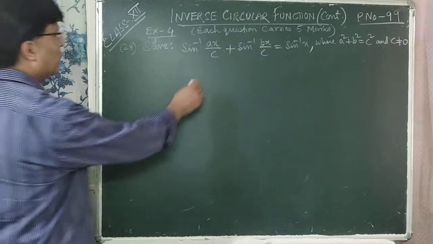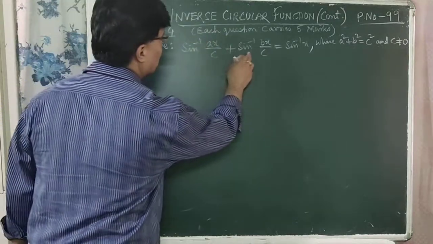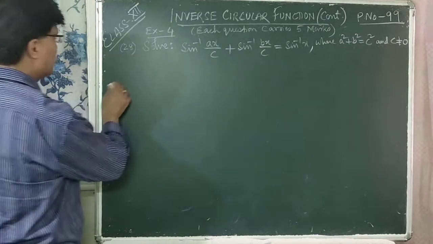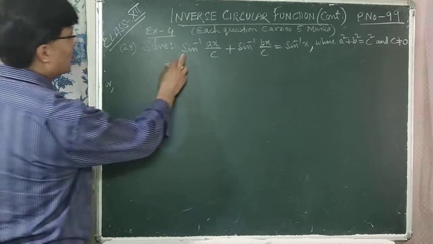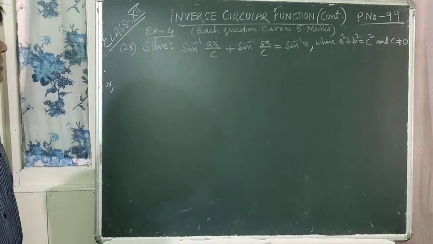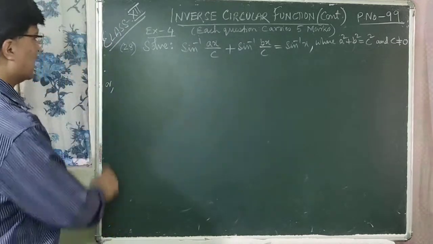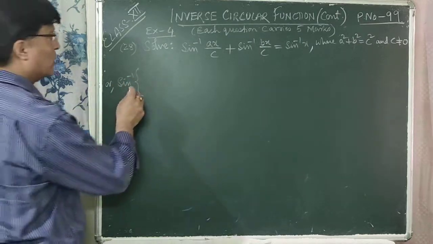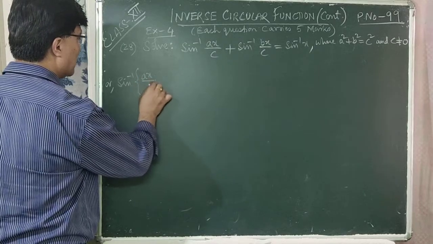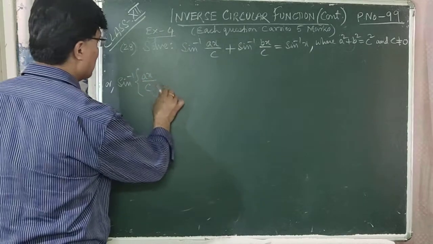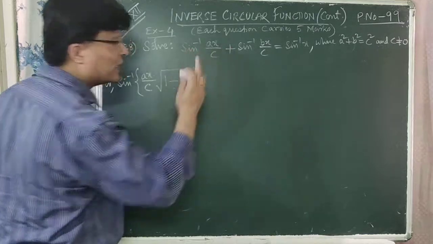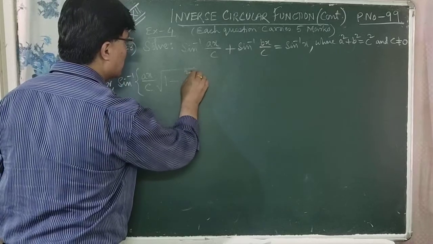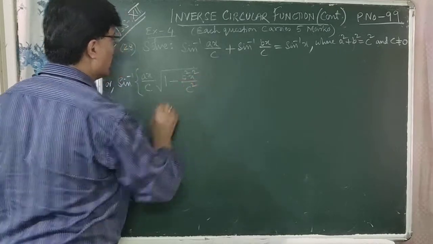Right? So this is the form you can use, sine inverse x plus sine inverse y form, and the right hand side is sine inverse x. So let us use the formula on the left hand side. What is the formula there that you can use? It is sine inverse x plus sine inverse y, right? So it is sine inverse within second bracket. What is x? x is ax by c here. Then root over 1 minus, what is y square? y square means bx by c whole square, isn't it? So it is b square x square upon c square, right?